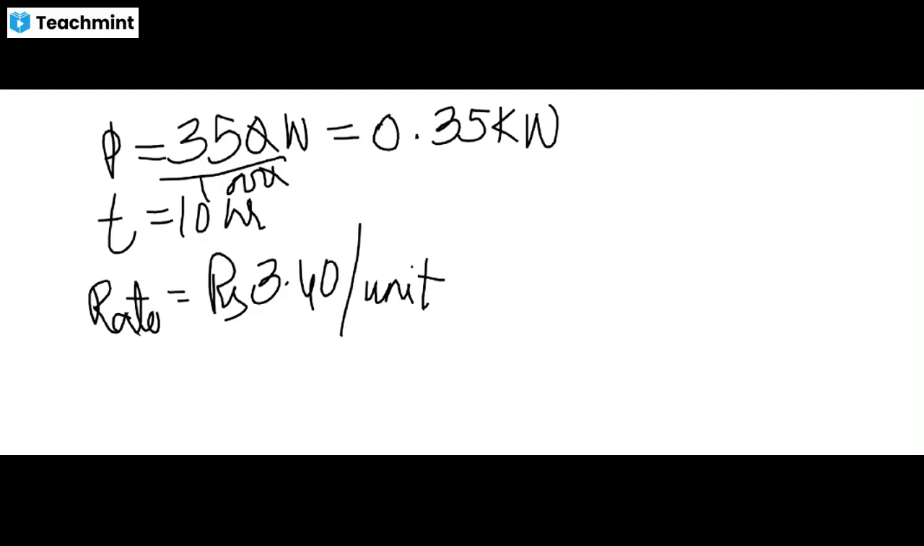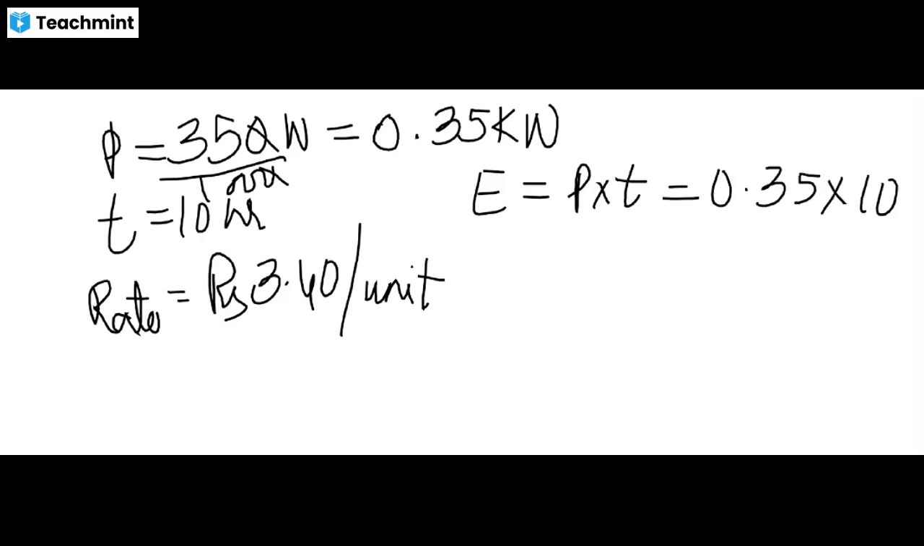Now you should calculate energy. Energy is equal to power into time. Time is given as 10 hours. So 0.35 into 10, you'll get 3.5 kilowatt hour. This is for 1 day. 1 day consumption of energy is 3.5 kilowatt hour. But it is given for 30 days.